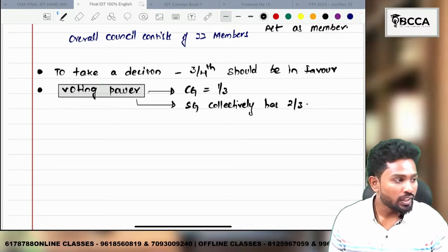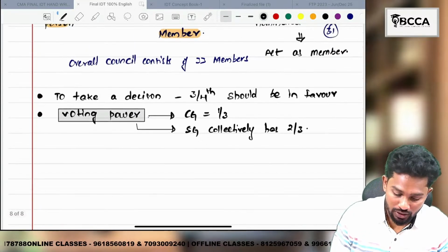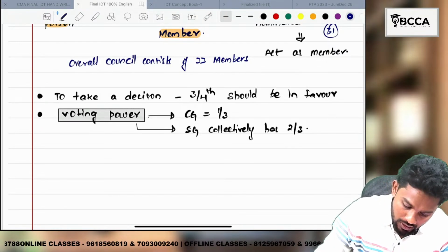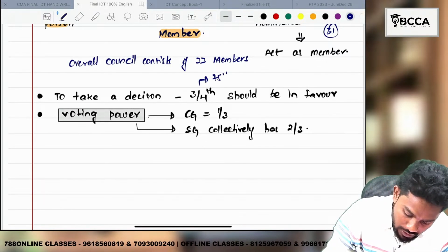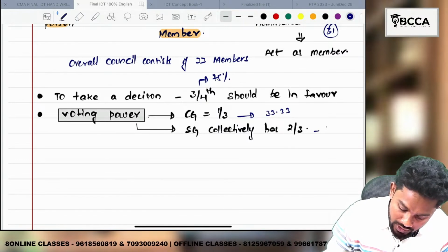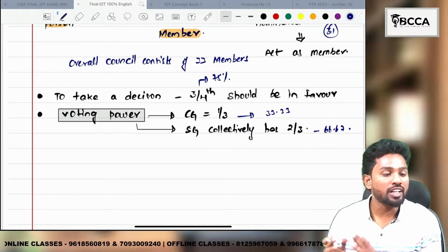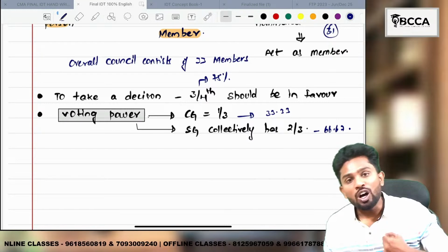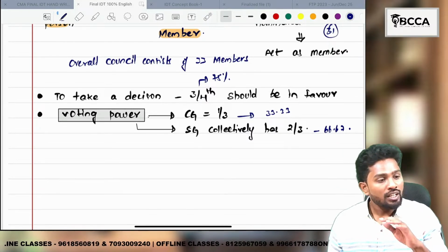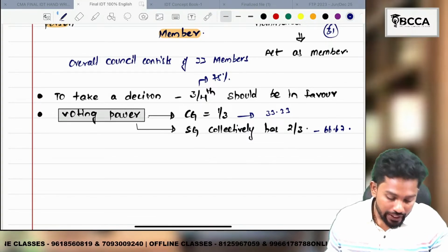So now you need to understand that the central government alone cannot take any decision because it cannot have 3/4 voting power, only 1/3. In percentages, 3/4 means 75% should be in favor, whereas the central government has only 33.33 and states together have 66.67. So all the states together cannot take a decision if the center is against it, and the center cannot take a decision if only the center is in favor. So the center and a majority of states should be in favor, then only a decision can be taken.